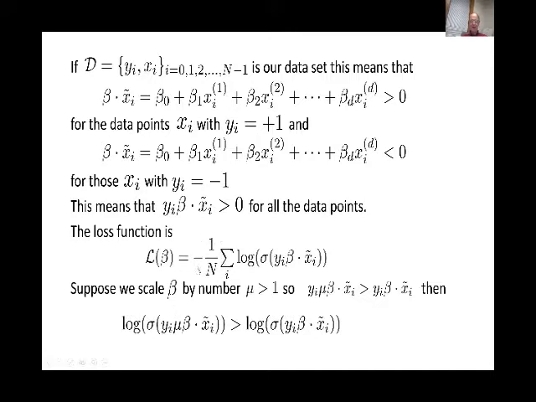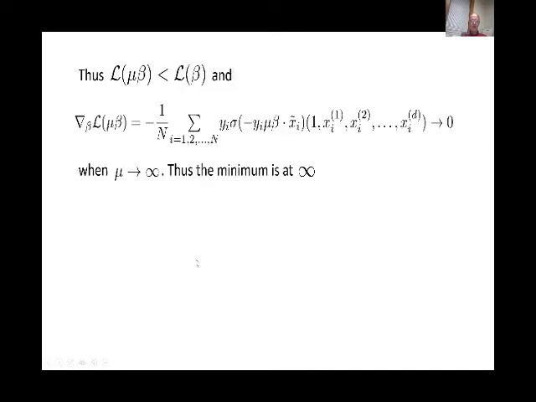There's a minus in front of the loss function. So if these things are larger, then minus of them will be smaller. This means that the loss function of the scaled beta, mu of beta, is less than the loss function of beta. You can multiply by larger and larger mu here, so the loss function will just keep decreasing forever. And so there's no minimum.